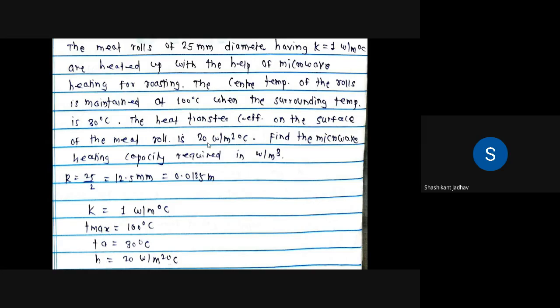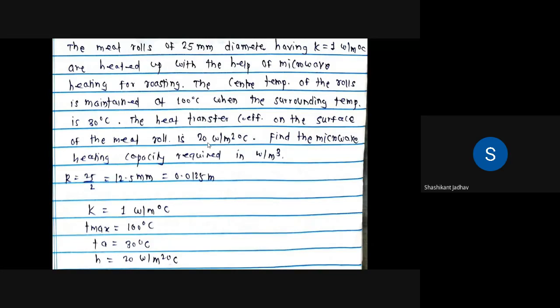Okay, so from this we first of all have to understand: find the microwave heating capacity required in watt per meter cube. So we have to understand which value we have to calculate, that is small qg, the heat generated per unit volume, watt per meter cube.